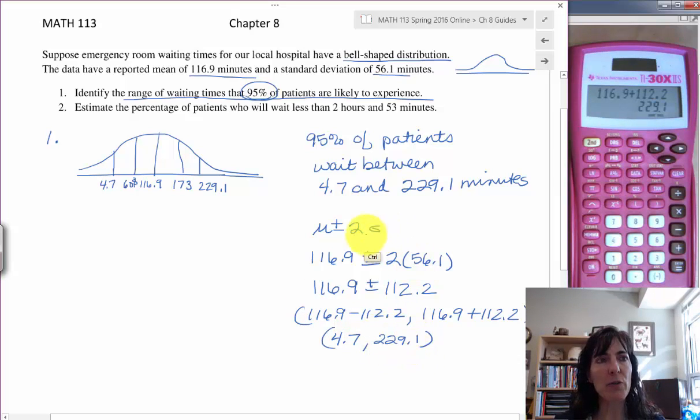And so that's the same interval using the formula instead of using our distribution. I really would like you to be able to do this though, so you could double check using this method if you like.